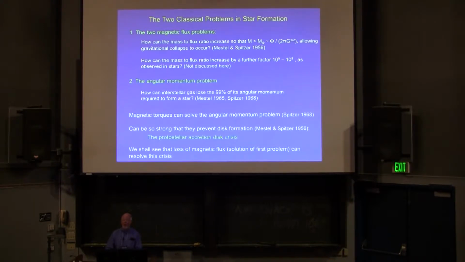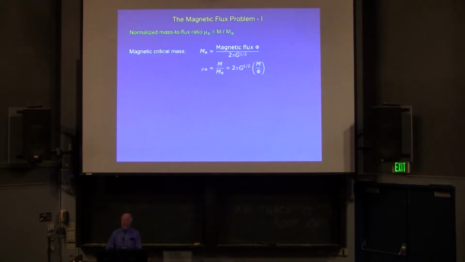So we'll see that the loss of magnetic flux that is solving the first problem also then solves this protostellar accretion disk problem. So let me go in a little more detail now on this magnetic flux problem. I've said that we have this magnetic critical mass, which is the magnetic flux phi, divided by this constant 2 pi times the square root of Newton's constant. So you can then take the ratio of the mass to this magnetic critical mass, and that's just proportional to the mass to flux. So oftentimes people refer to the mass to flux ratio, and then you can measure it in these critical units, and that's what this quantity mu sub phi is.